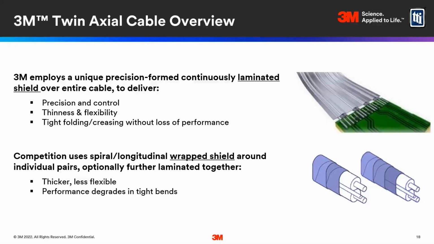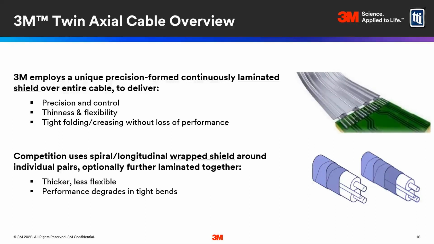And if we look at how a traditional or competitive twin axial high-speed cable pair is formed and manufactured, you can see that the shield shown here on the lower right in the light purple is spiral or longitudinally wrapped around the high-speed pair and the grounding cable. This is a typical construction. There are other constructions available in the industry, but when this happens, the SI performance is compromised so that it's not resonance-free like the 3M brand twin axial cable.